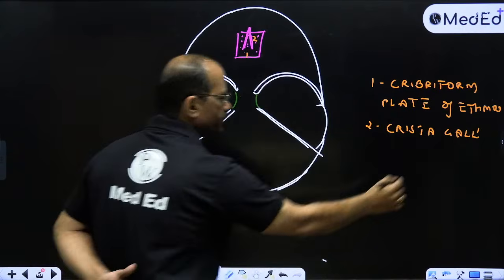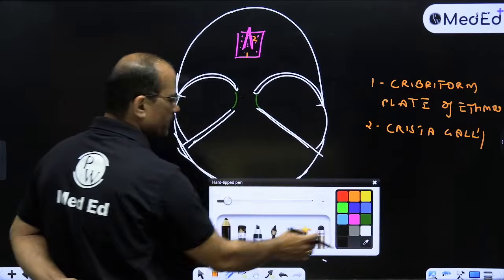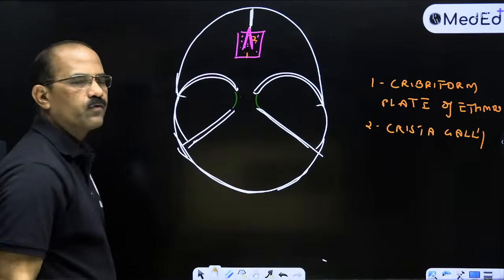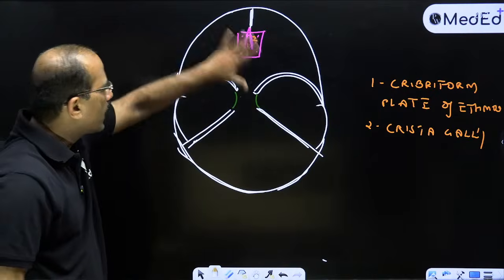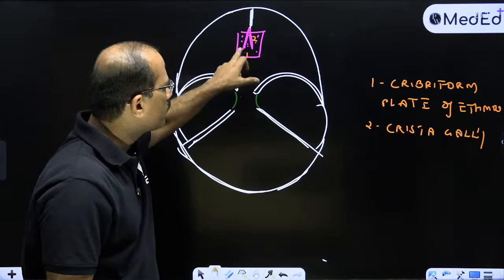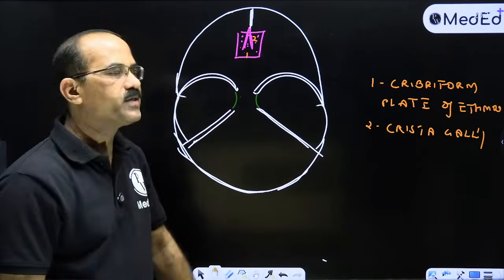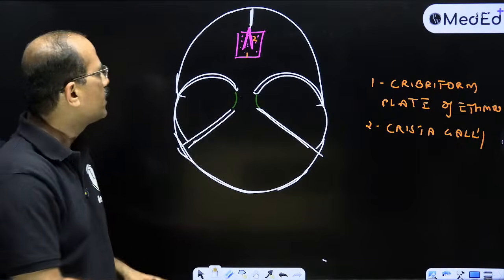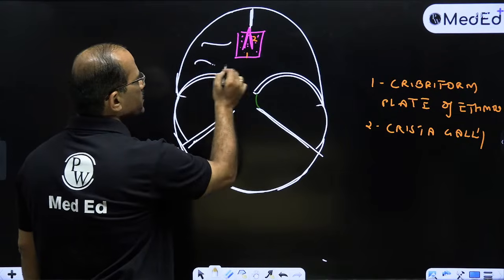Crista Galli. And number 3, there is a crest here. Yeah, this is known as the frontal crest. Okay? So what will be in the anterior cranial fossa? Cribriform plate of ethmoid. From here the olfactory nerves come. This is the Crista Galli and this is the frontal crest. Now what is this bone? This is the frontal bone.